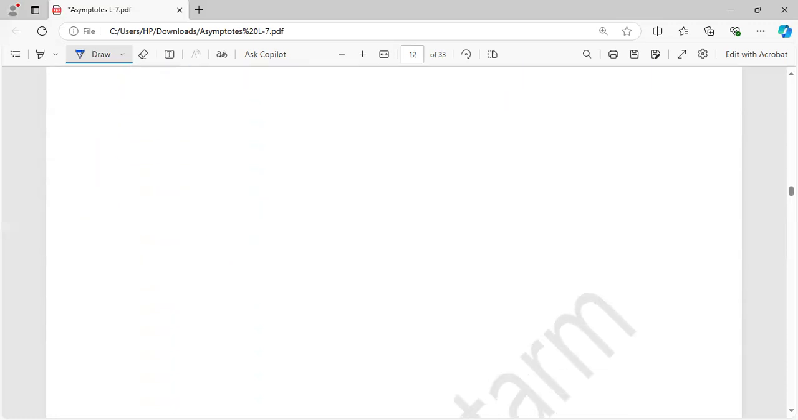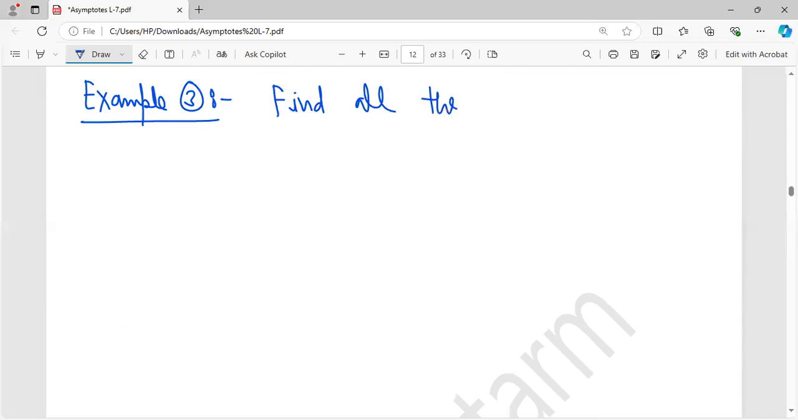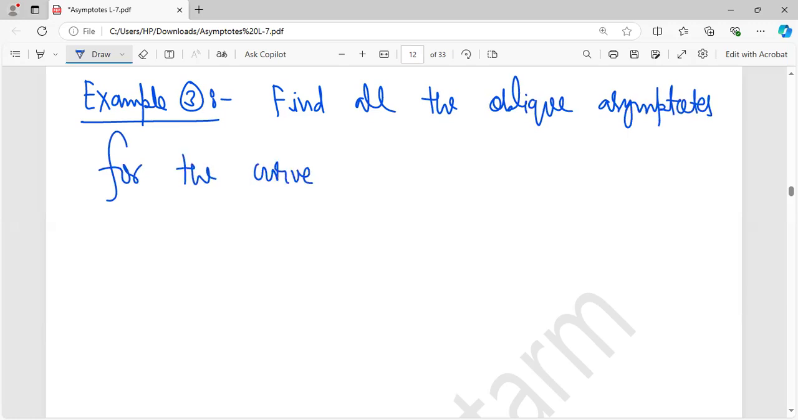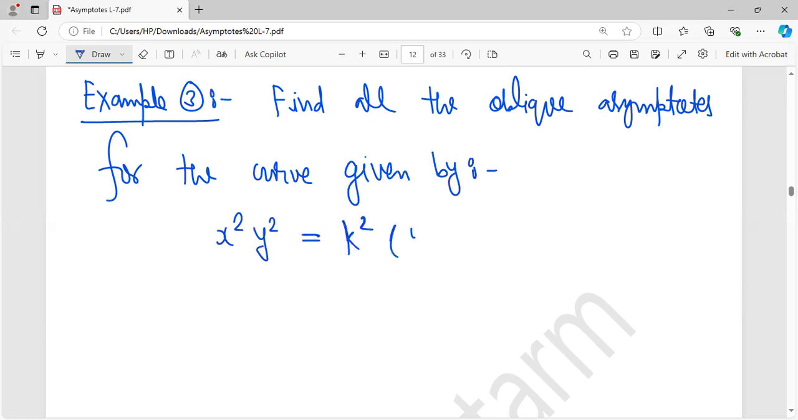Okay, we are going to solve another question. Example 3. Find all the oblique asymptotes for the given curve x square y square equals k square y square minus x square, where k is greater than 0.